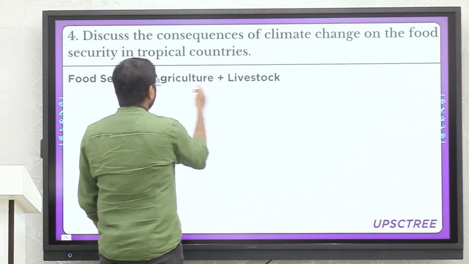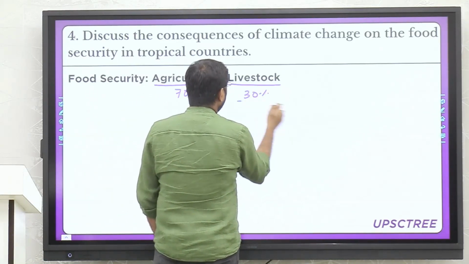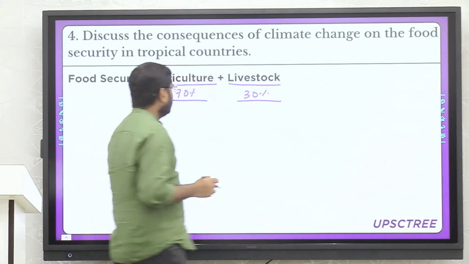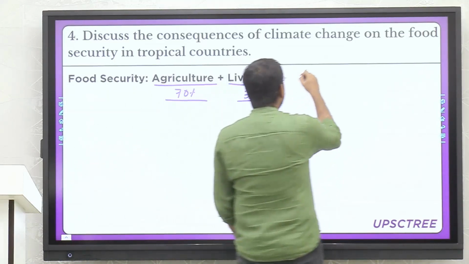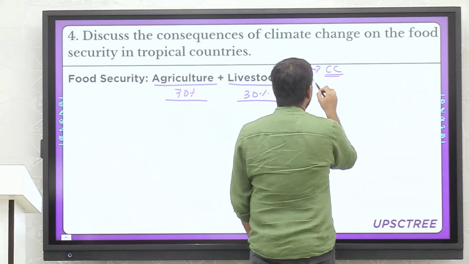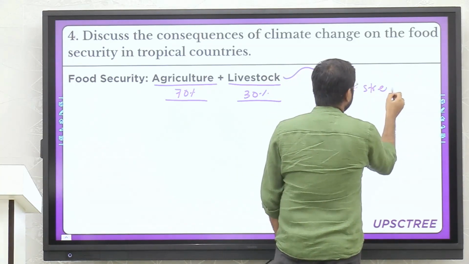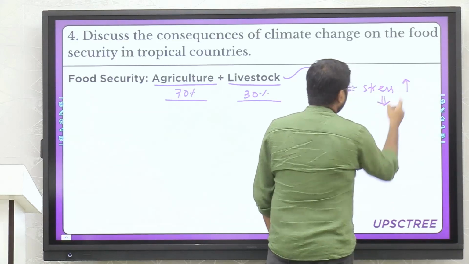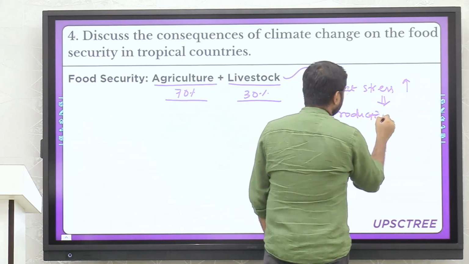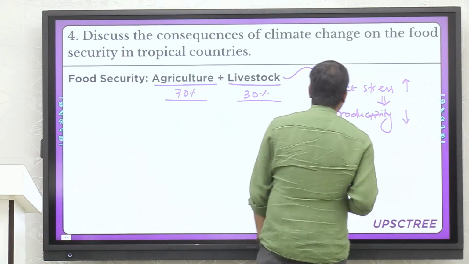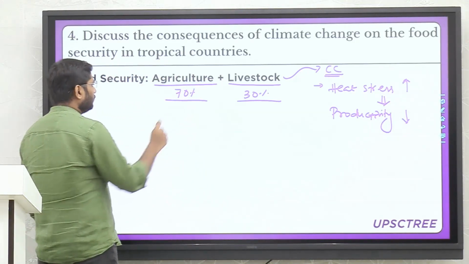When I say food security, it has 2 dimensions, agriculture and livestock. For any farmer, if you look at their income, 70% comes from agriculture and 30% from livestock. So if you see the net effect of climate change on livestock, since these are tropical countries, the heat stress will increase. Because the heat stress is increasing, obviously the productivity of the livestock will go down. That means our dairy productivity, etc. will go down. So there is a negative impact on our food security.